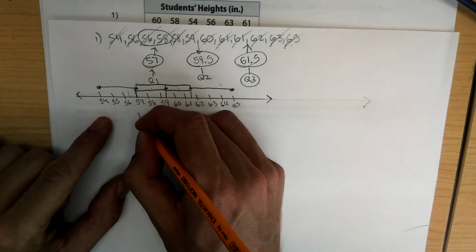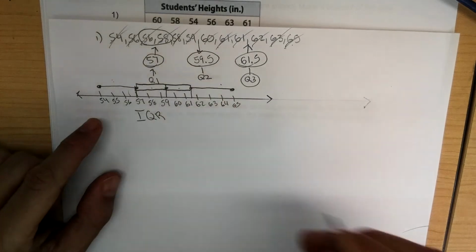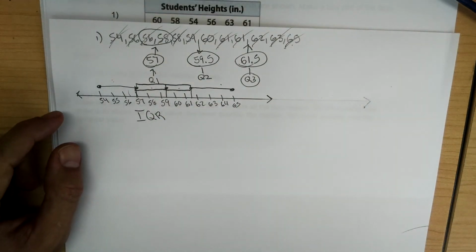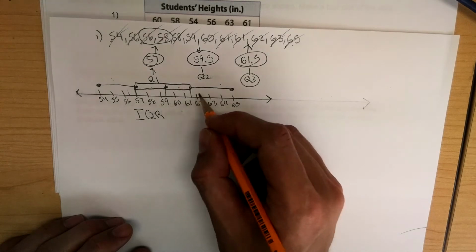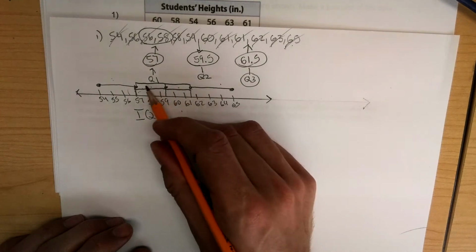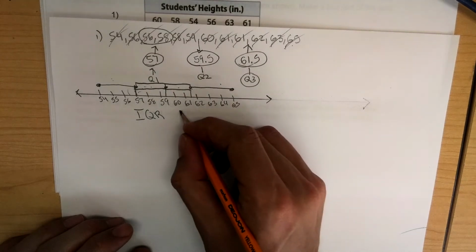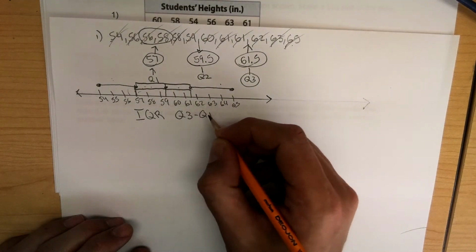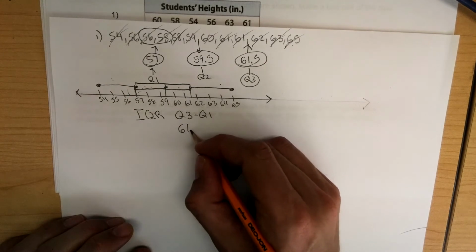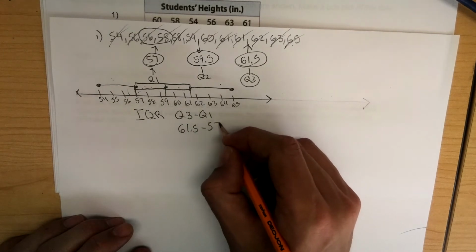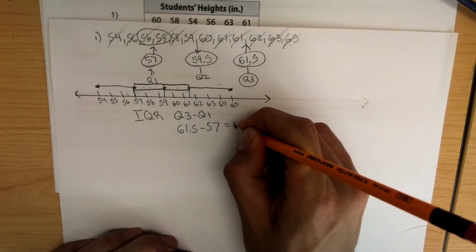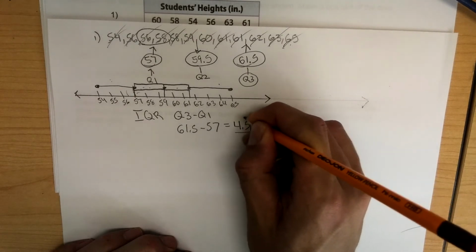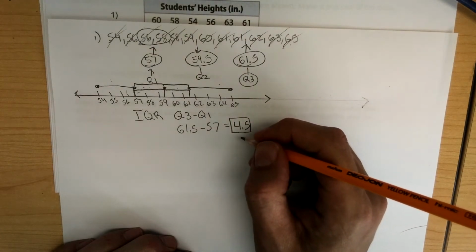If I wanted to find the IQR, the interquartile range, what would that be? Interquartile range of my data set here, I would do Q3 minus Q1. So I would do 61.5 minus 57. IQR is 4.5. The interquartile range is 4.5.